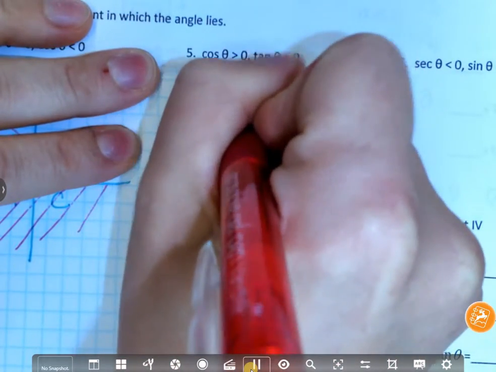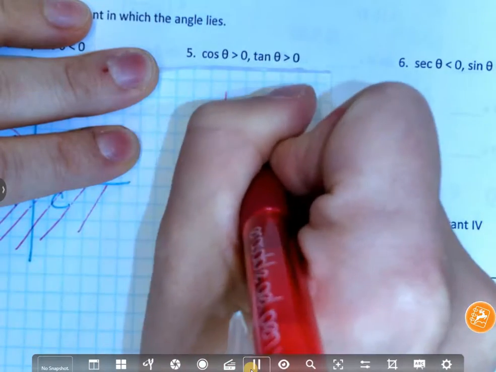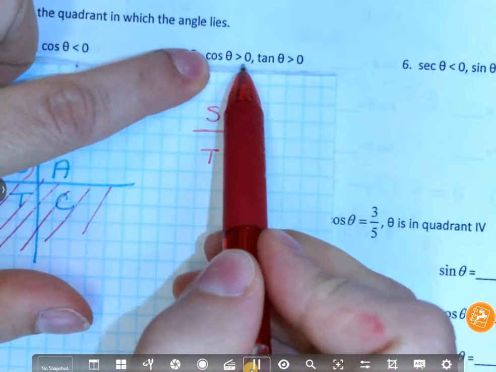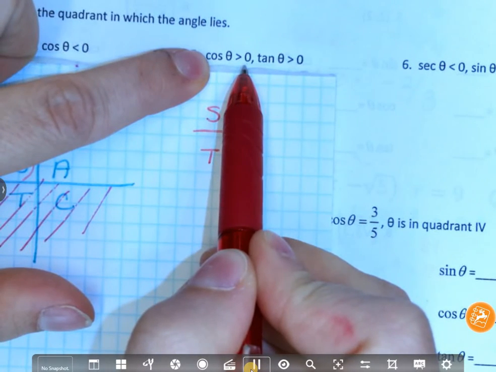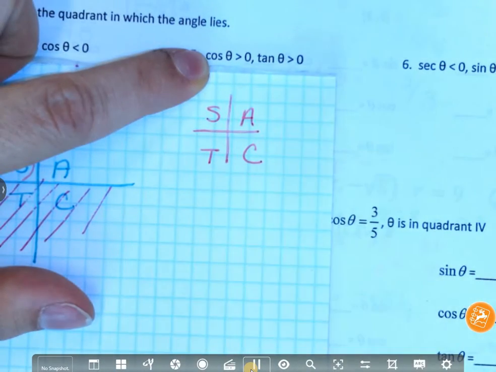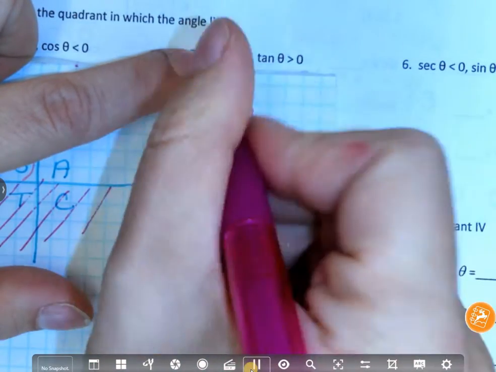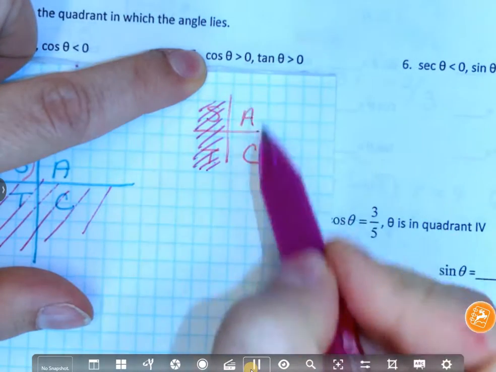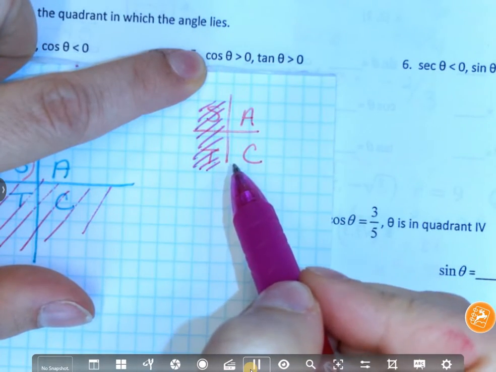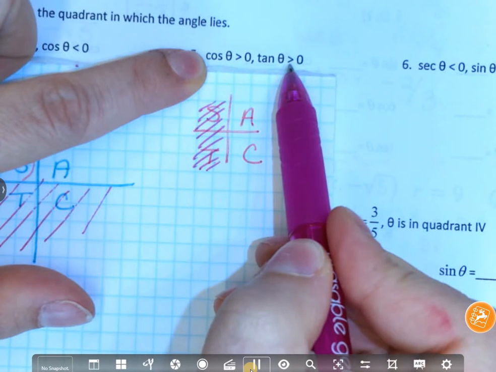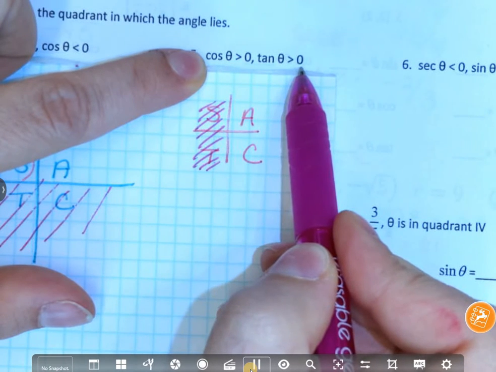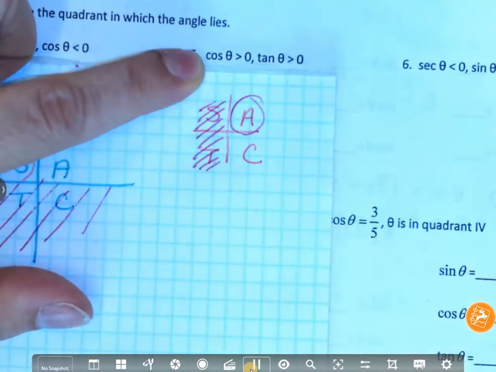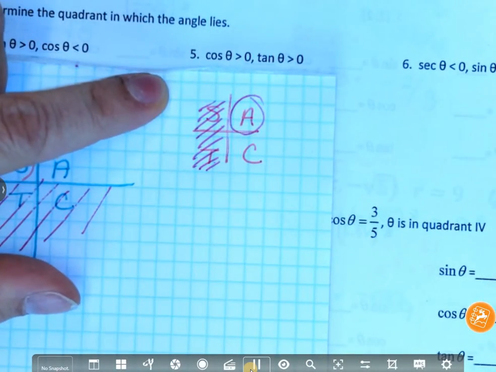Same thing with the next one. We have All Students Take Calculus. Cosine here is positive. Where is cosine positive? 1 and 4. So these are where my two options lie now. Where is tangent positive? So what quadrant are you in for 5?